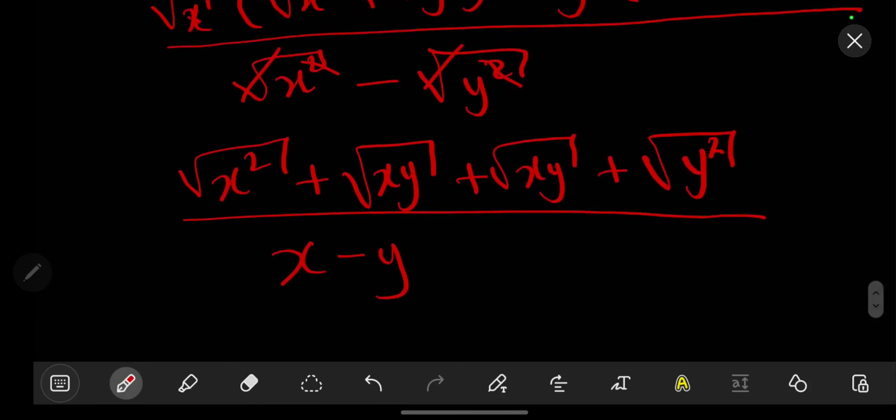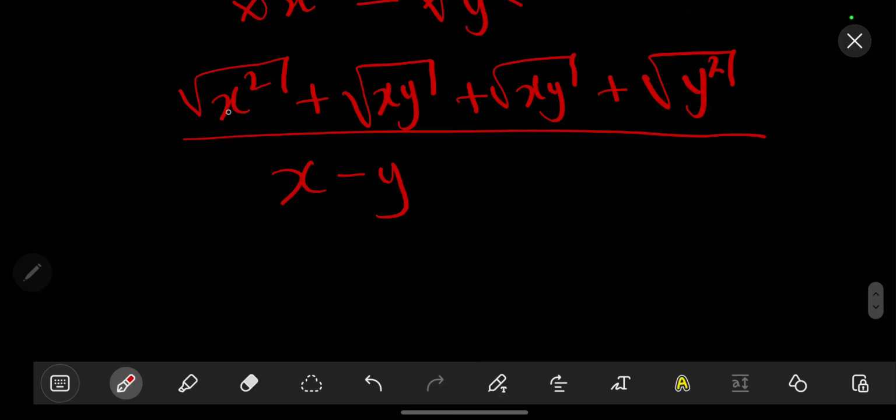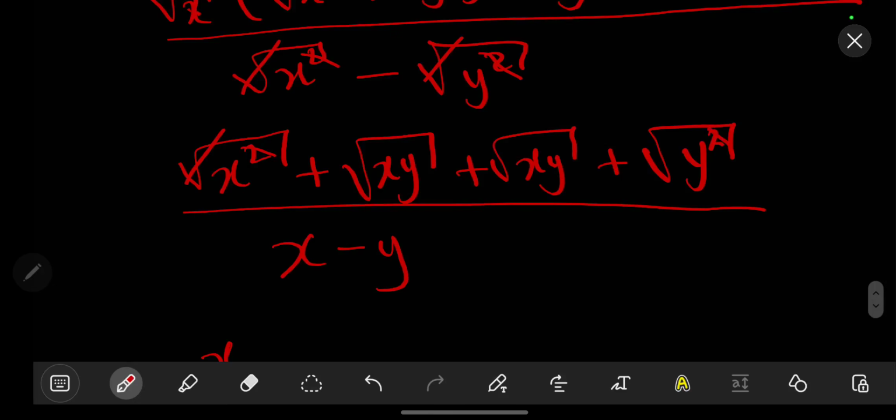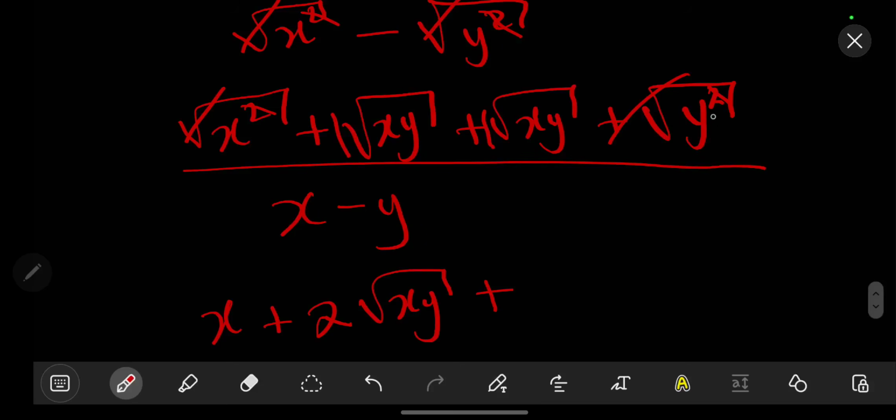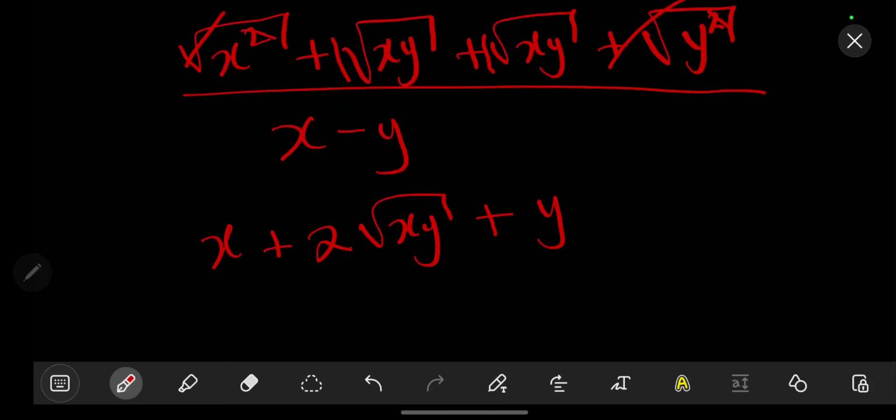So now what we are going to have is that even this, we are going to have our x, we are going to have our x, this and this will go, even here this and this will go. So we are going to have our x plus, so here we have a 1 plus a 1, which is going to give us a 2 square root of xy. Then we have plus our y like that. Then we are going to have over our x minus our y like that.